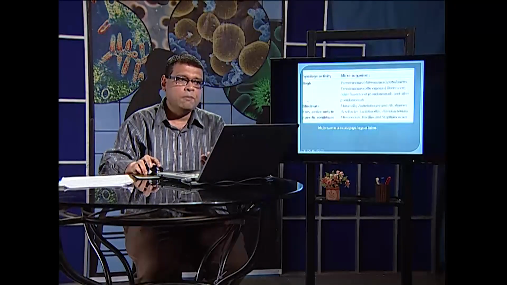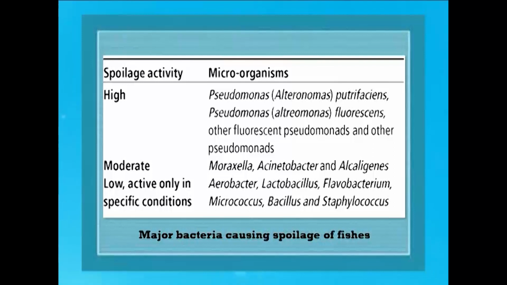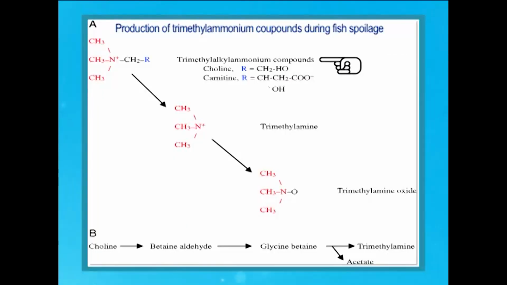And these microbes may include different species of Pseudomonas, Moraxella, Aerobacter, Lactobacillus, Micrococcus, different types of bacteria. And mind you, some of these bacteria can grow at very low temperature. So even if you keep it in the fridge, it may be contaminated. Another very common way is the production of trimethyl ammonium compounds, which is produced from choline or vitamins, and they produce acetate and trimethylamine, which is a very common cause of poisoning of fish.